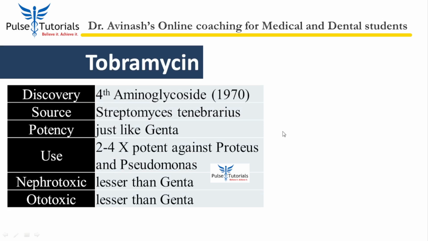Tobramycin, this is the fourth aminoglycoside discovered. This is from Streptomyces tenebrarius. The potency is exactly like Genta. It's just 2 to 4 times more potent against Proteus and Pseudomonas. So we love this for Pseudomonal infections, and it is lesser nephrotoxic and lesser ototoxic than gentamicin. So this is slightly better.